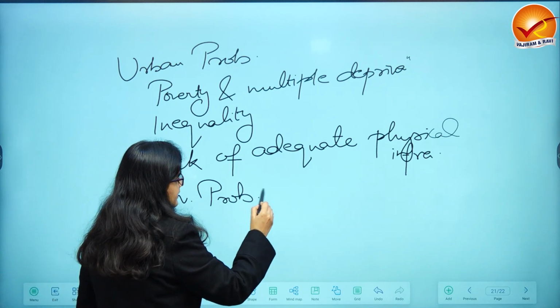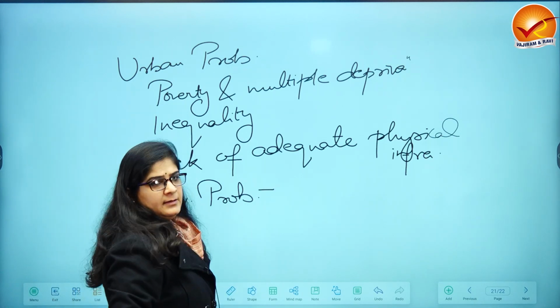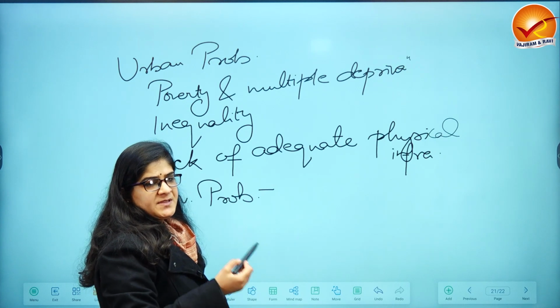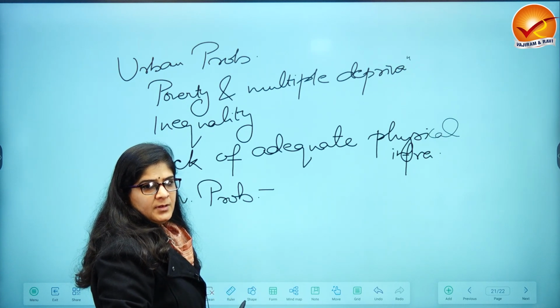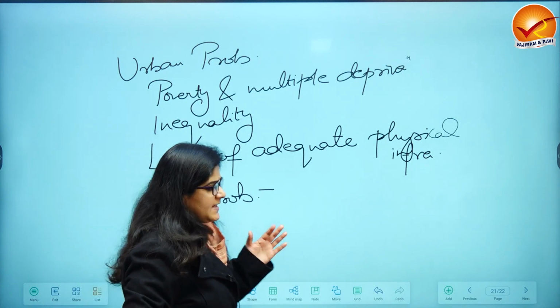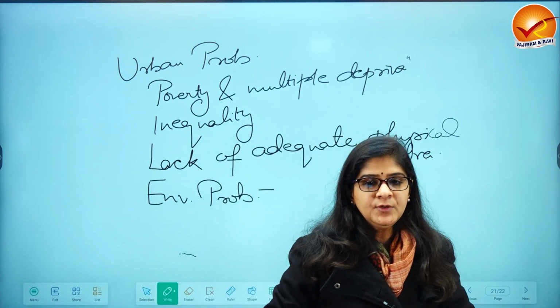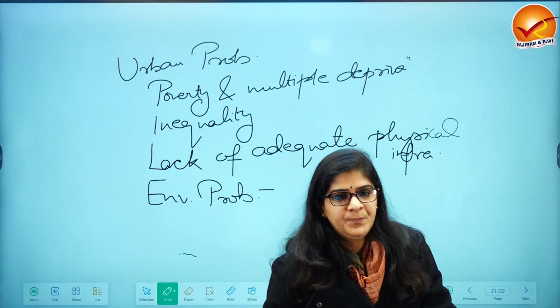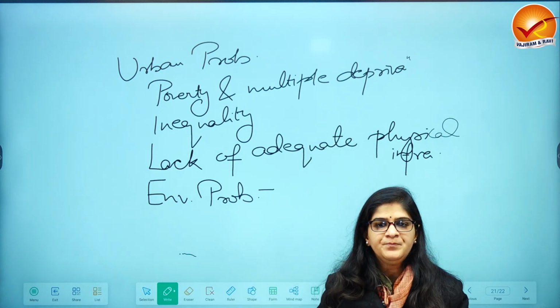Along with that, the disaster vulnerability of the cities due to fast urbanization, due to unregulated urbanization. So, disaster vulnerability of the cities. So these are the major urban problems, right?